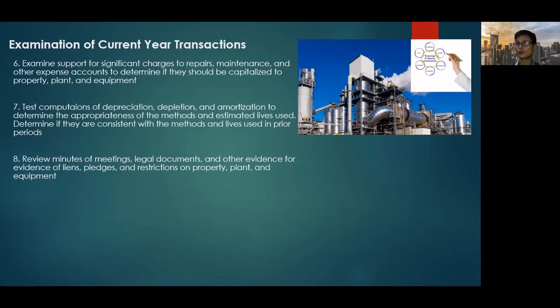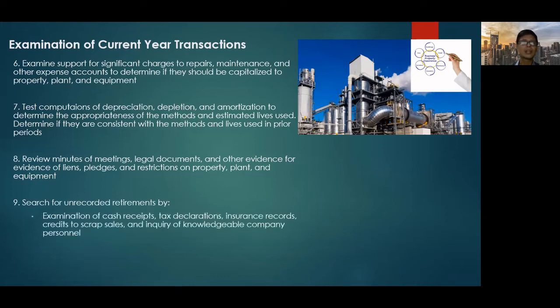Okay, so look at the legal documents like contracts, and then search for unrecorded retirements. So examination of cash receipts, tax declaration. Because if it was sold, in the tax declaration, of course, if they have a gain, that is considered as income for the company. Of course, they will pay tax for that. Insurance records, credit to scrap sales, and inquiry to knowledgeable company personnel.